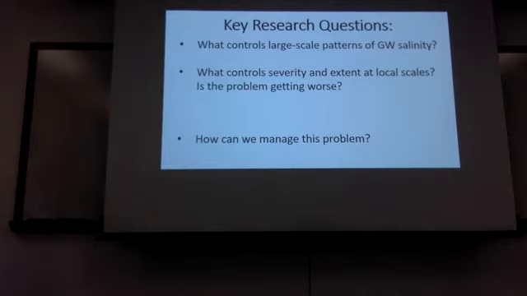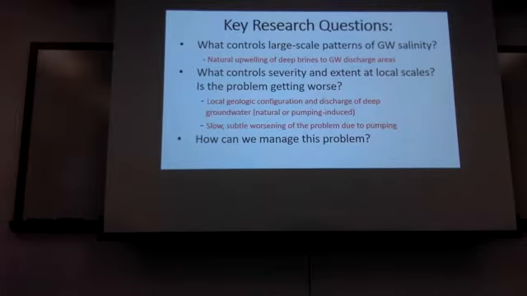What controls large-scale patterns of groundwater salinity? The dominant source is the natural upwelling of deep brines into the groundwater discharge areas, low-lying areas where groundwater is moving predominantly upward. What controls the severity and extent at local scales? Is the problem getting worse? Through our investigation, our flow modeling, our field sampling, historical data mining, we found that the local geology, configuration of the geology is very important, and the discharge of the deep groundwater, again, is very important at large scales as well as local scales. We see a slow, subtle increase of the problem due to pumping.